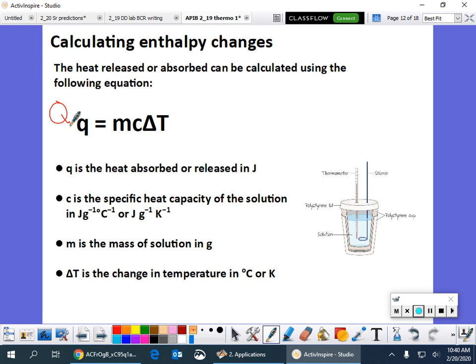C is a quantity called specific heat capacity. All right? That is something that you need to know what it is. C is specific heat capacity. So heat capacity, we can think of it as how difficult is it to change the temperature.